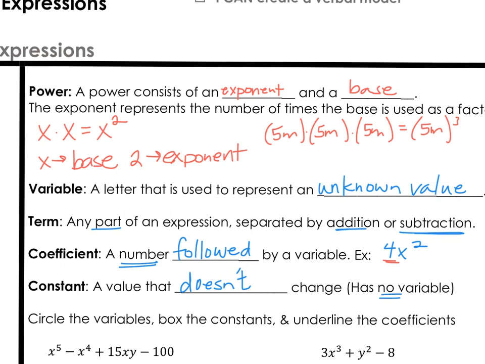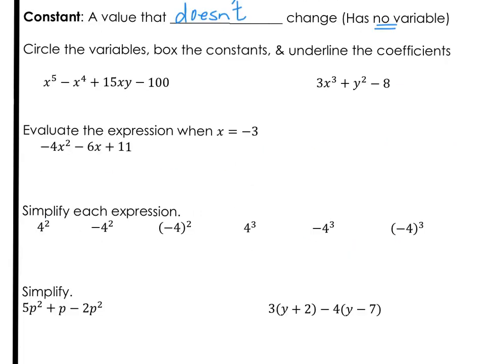I defined constant on the review worksheet. It's the value that doesn't change. The key thing with a constant is it does not include a variable. It's usually the number at the end of an expression. Using the definitions above, circle the variables, box the constants, and underline the coefficients. Do that for each example and then press play, and we'll look through the results together.